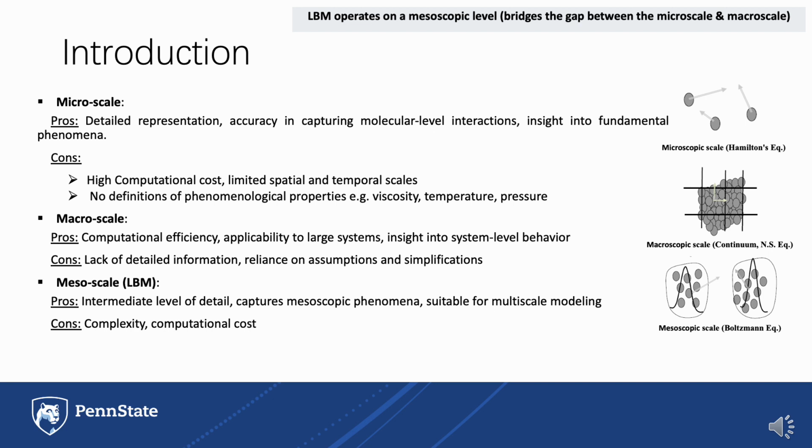Now, a scale that would offer something in between, which could be useful to combining benefits of the other two scales, is the mesoscale. The mesoscale is what is used in the Lattice-Boltzmann method, in which collections of particles are represented by a distribution function. This offers an intermediate level of detail, and it reasonably captures mesoscopic phenomena. However, it is still somewhat complex and computationally expensive.